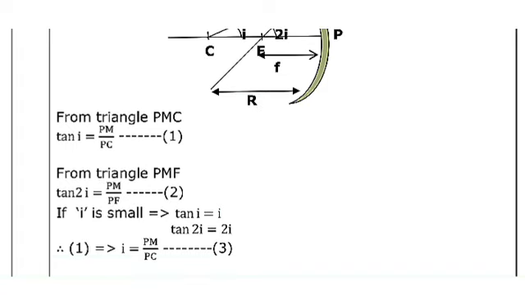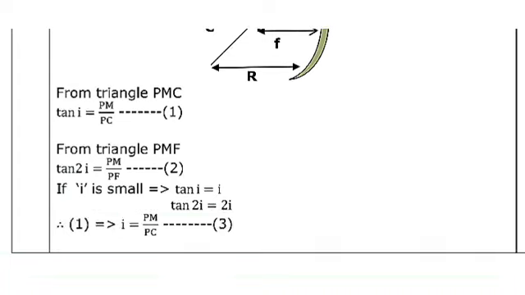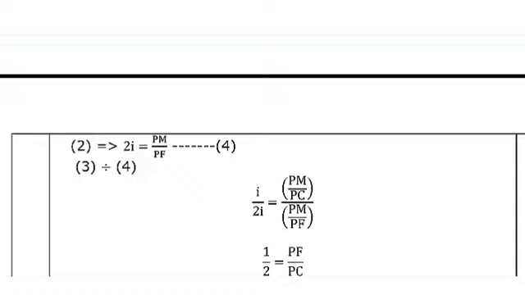So if i is very small, what can we write? I'll write tan i as i, and tan 2i as 2i. So equation 1 becomes, in place of tan i, I can write i. So i is equal to PM by PC, equation 3. Next, 2i is equal to PM by PF.